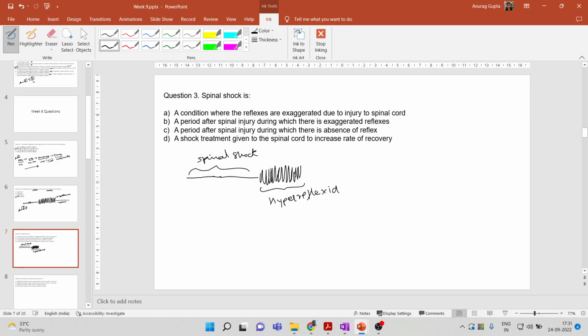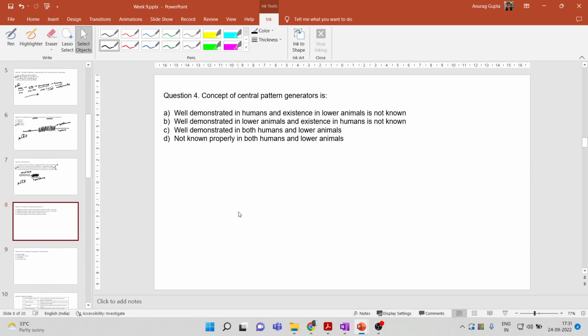So let us go through the options. A condition where the reflexes are exaggerated due to injury to the spinal cord: no, this is hyperreflexia. A period after spinal injury during which there is exaggerated reflexes: no. A period after spinal cord injury where there is absence of reflex: yes, this is the correct answer. And a shock treatment given to the spinal cord to increase the rate of recovery: this is wrong. The answer is C. So let's go to the next question.